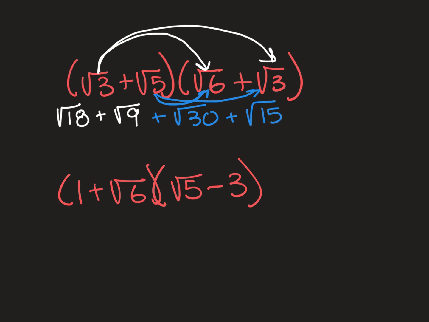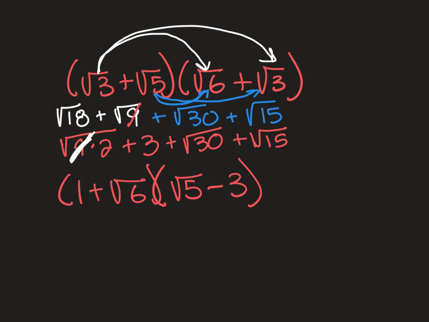You want to simplify what you can. 18 can be broken up into 9 times 2. The square root of 9 is 3. There are no factors of 30 that can be square rooted, so I'm going to leave it. I'm actually going to leave this one as well. This square root of 9 becomes 3. So my final answer actually has multiple terms, and none of them match.